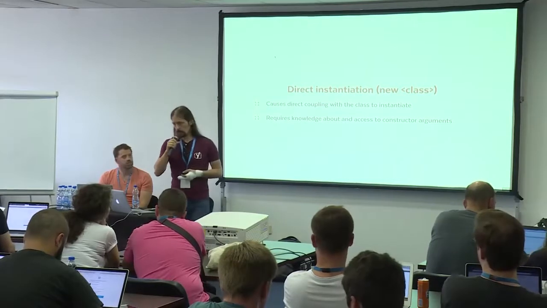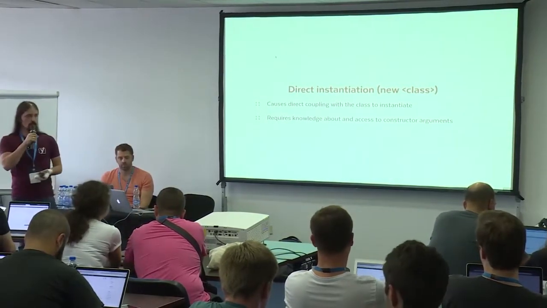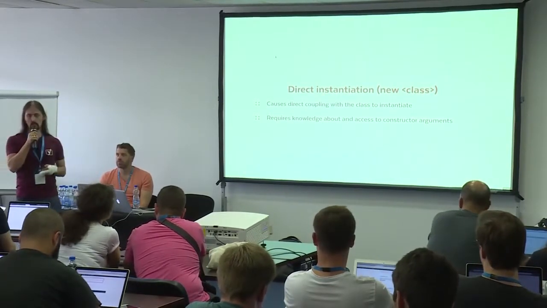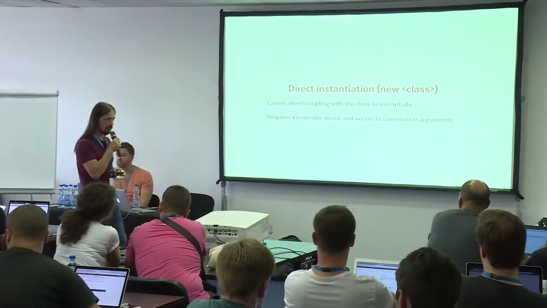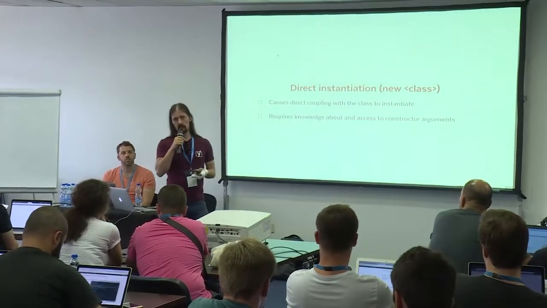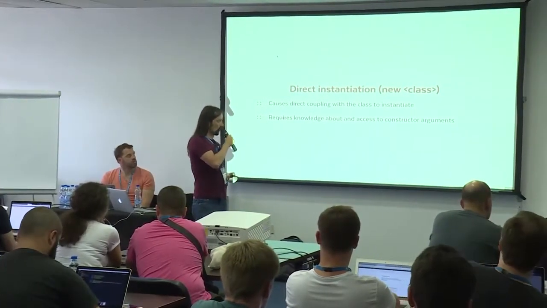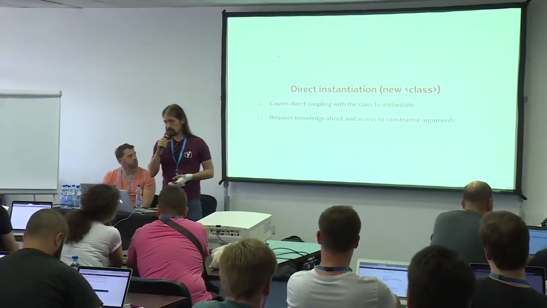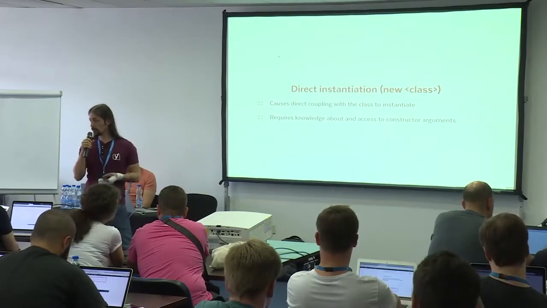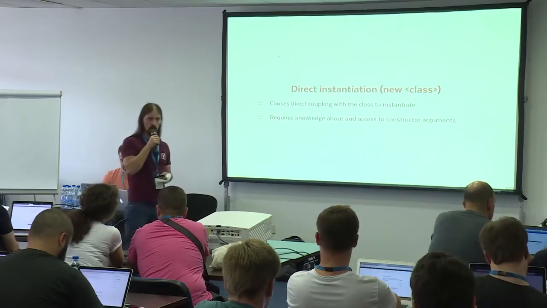This causes immediate coupling to the class that you instantiated. So if you do a new MyShinyClass, then your code is immediately tightly coupled to MyShinyClass and cannot easily use any other implementation without first changing that code. You also need to know what the constructor arguments are, which oftentimes is pretty simple, but sometimes the constructor arguments might be very complex and it might be a lot of work to actually prepare them.